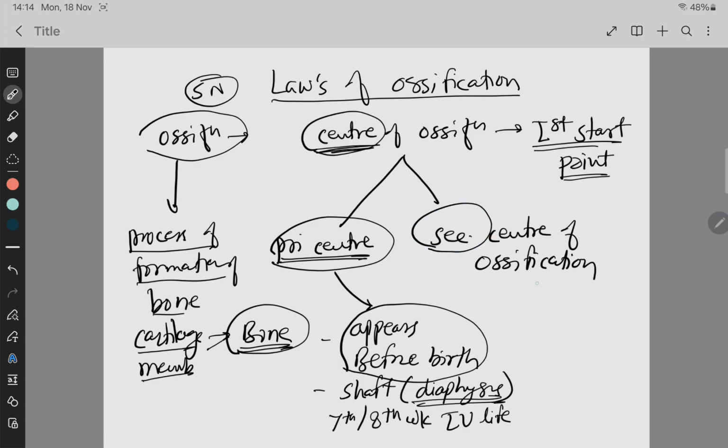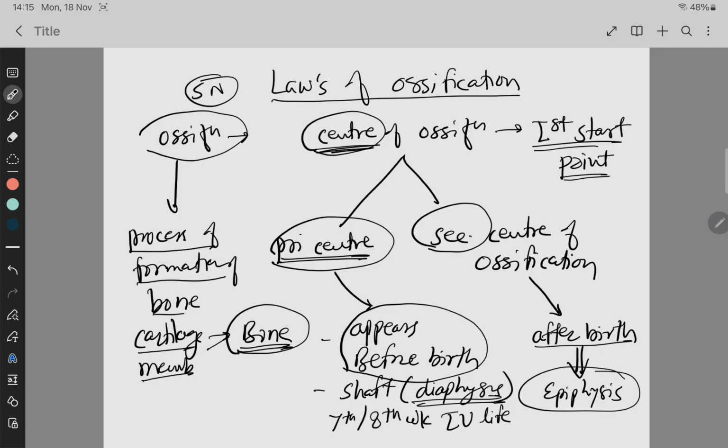What is secondary center of ossification? The centers of ossification which appear after birth. And from there, which part of the long bone is formed? The epiphysis. So what is epiphysis? The part of the long bone which is formed from the secondary center of ossification. These are nothing but the ends of the long bones, called the epiphysis, and the shaft is the diaphysis.